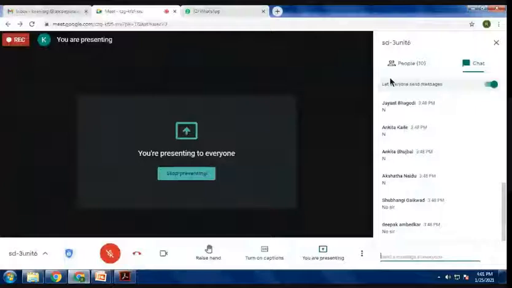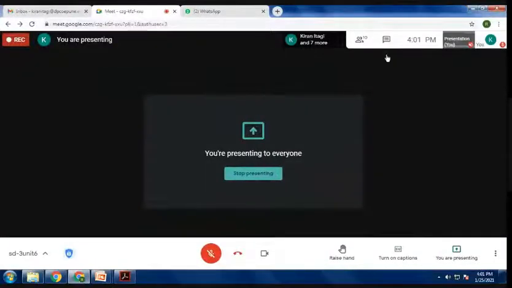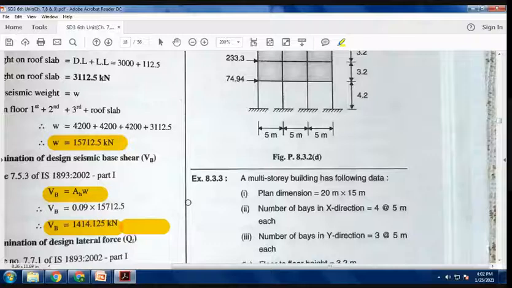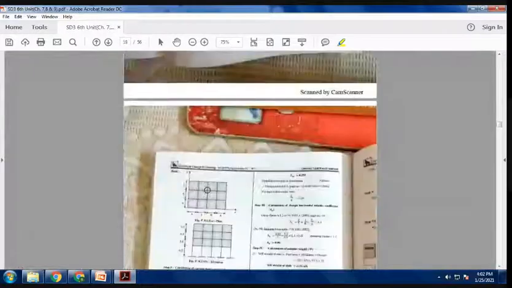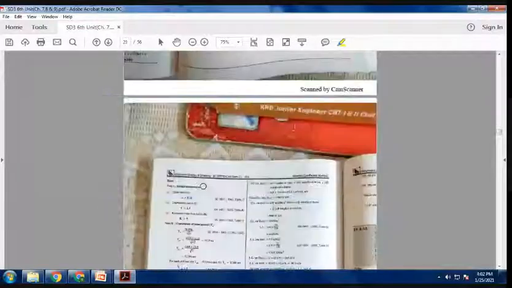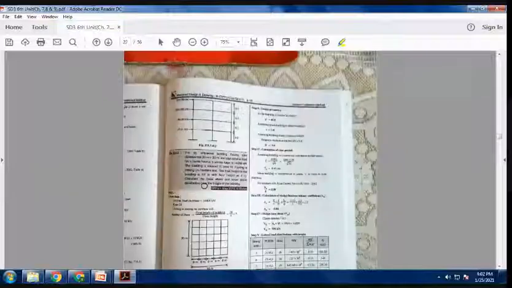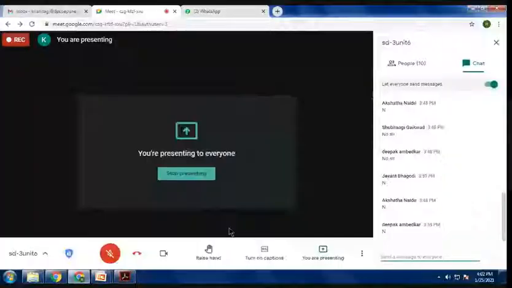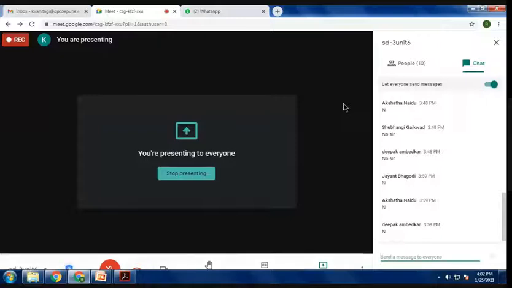Anybody having doubt here? Anybody having doubt? Okay, there are different types of problems, so just go through these. You will find the procedure is the same, the only thing is the load calculation and reading the tabular columns. So try to solve some different numericals.